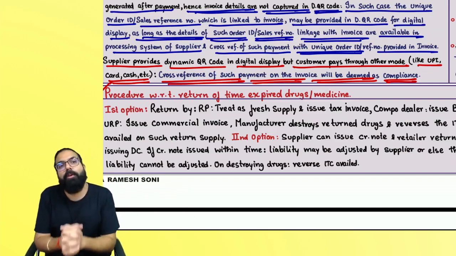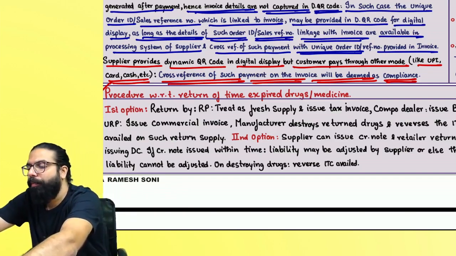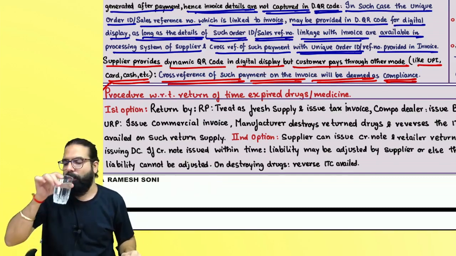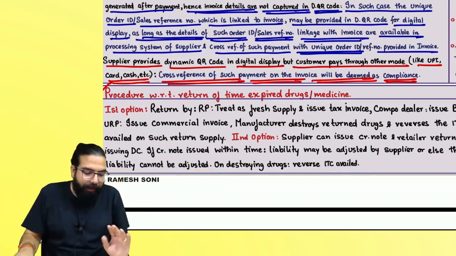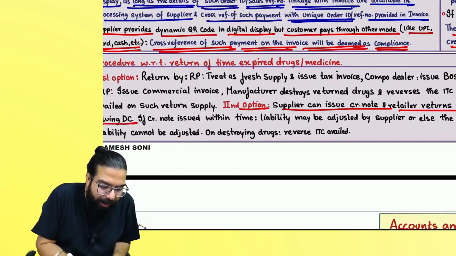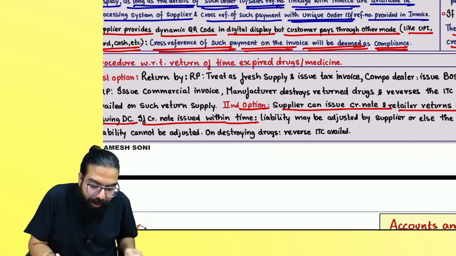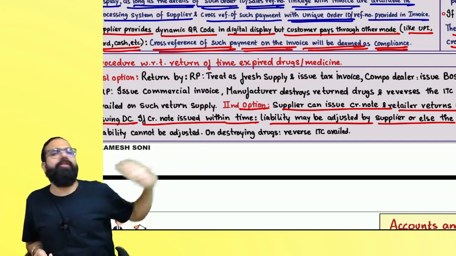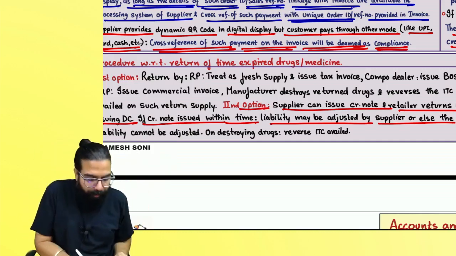Sir, if that time has not gone, can I issue a credit note? So tell him to return the goods. He will return the goods. You just issue him a credit note. Simple, everyone. In this scenario, the supplier can issue a credit note and the retailer returns by issuing a delivery challan. If you issue the credit note within time, liability may be adjusted. If the time limit is gone, then your adjustment of liability will not be given by the government. Are we clear?